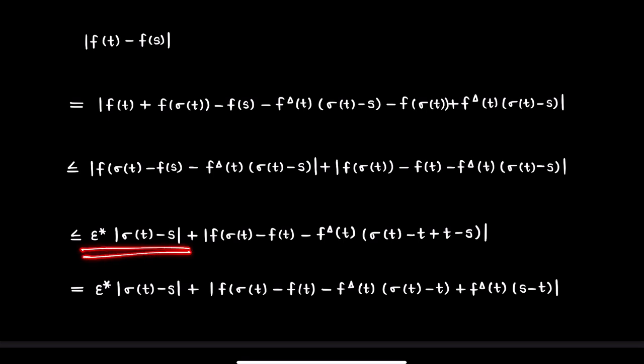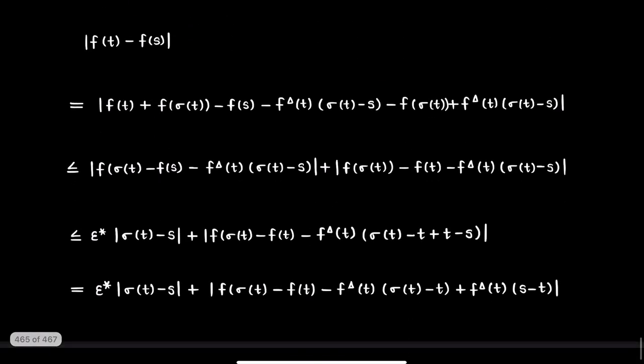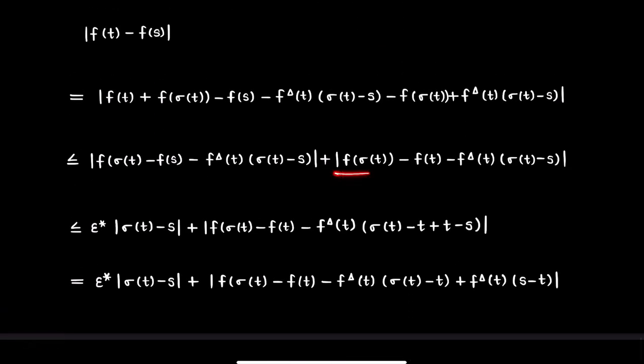Again observe this term. So this is less than or equal to epsilon star multiplied by sigma t minus s, which is true from here. And in the remaining term, we will do some adjustment. So here f of sigma t minus f of t as it is, minus f delta t will remain as it is, and we will add and subtract t here. So we get this whole term. Again this is equal to epsilon star multiplied by sigma t minus s as it is plus modulus of f of sigma t minus f of t minus f delta t multiplied by sigma t minus t plus f delta t multiplied by s minus t.